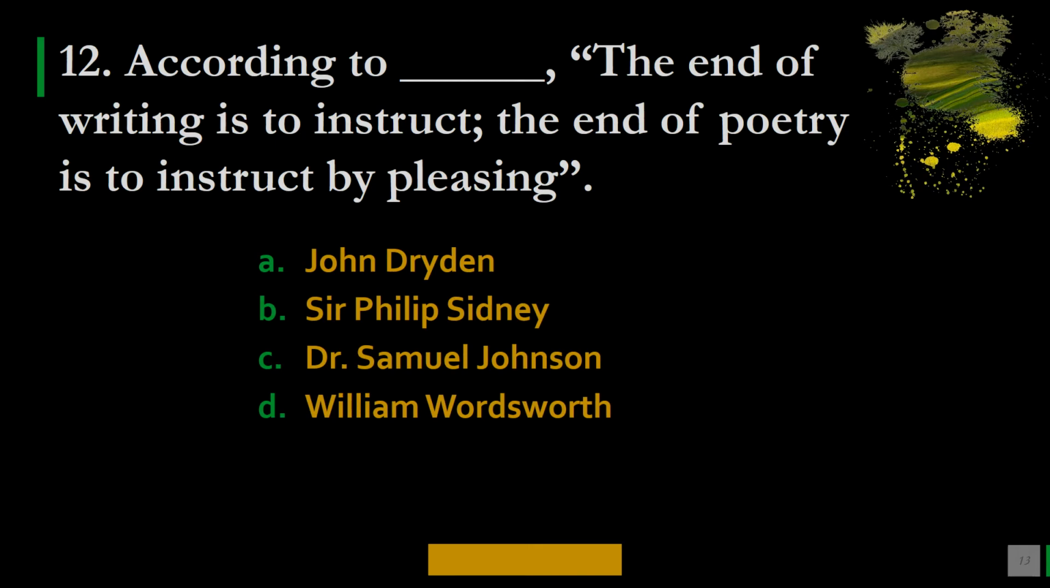Question number 12. According to dash, the end of writing is to instruct, the end of poetry is to instruct by pleasing. Who said this? Options are A, John Dryden, B, Sir Philip Sidney, C, Dr. Samuel Johnson, and D, William Wordsworth. And the correct option is Dr. Samuel Johnson says this: the end of writing is to instruct and the end of poetry is to instruct by pleasing.